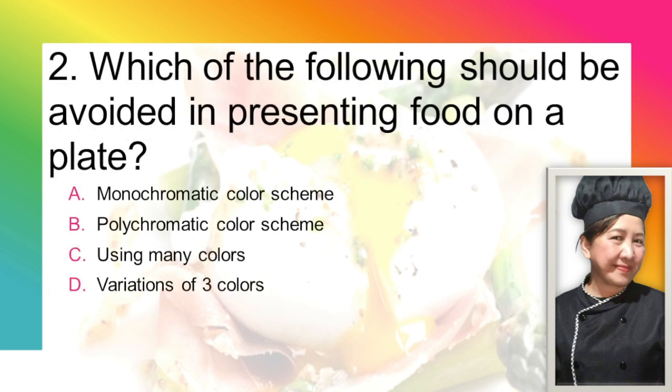Number 2. Which of the following should be avoided in presenting food on a plate? Letter A. Monochromatic color scheme. Letter B. Polychromatic color scheme. Letter C. Using many colors. And letter D. Variation of 3 colors.